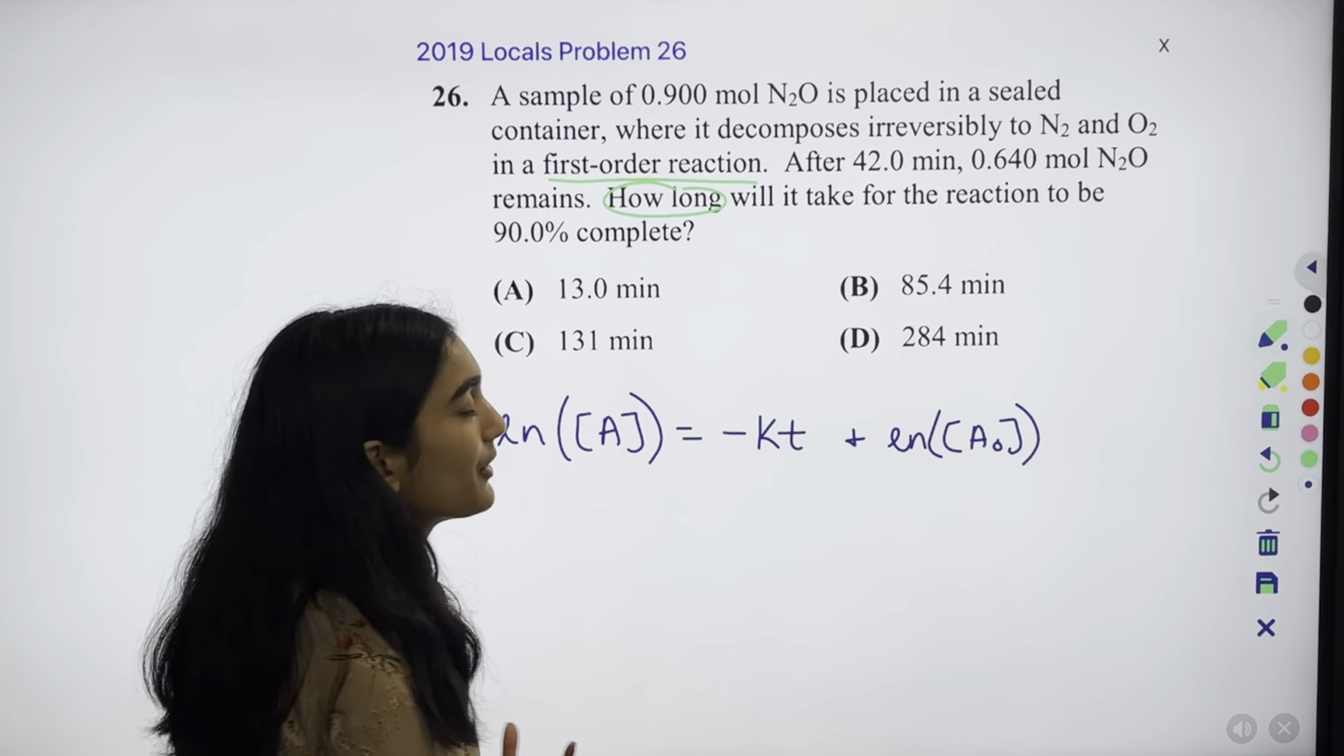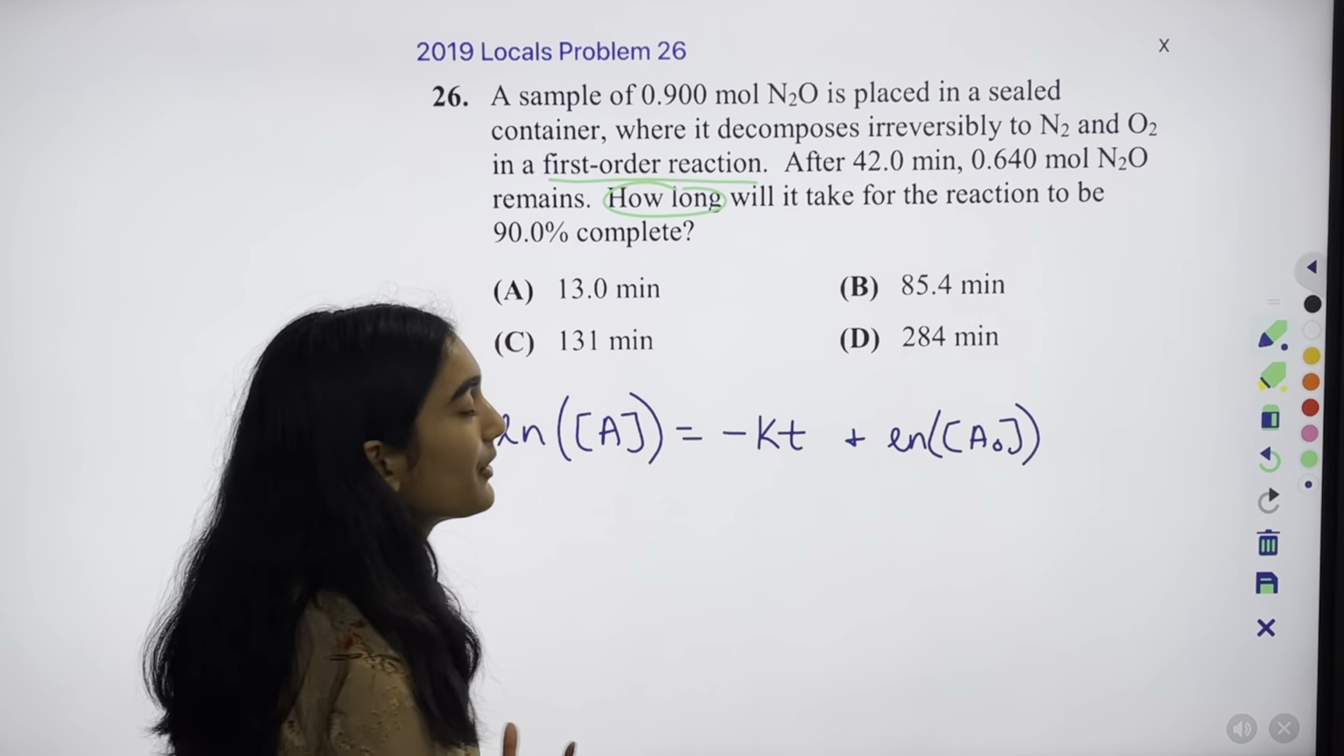So let's just write 0.9 here. So the natural log of 0.9 plus negative k. We don't know what k is, right? We don't know what the rate constant is. Times time. Okay, so we're given this in minutes, and the answer choices are also in minutes, so we don't need to convert to seconds. So we have 42 minutes here.